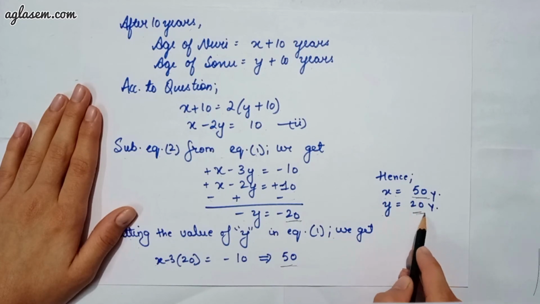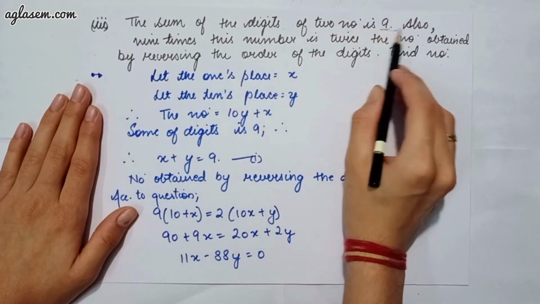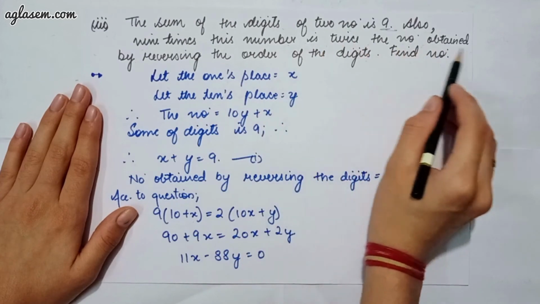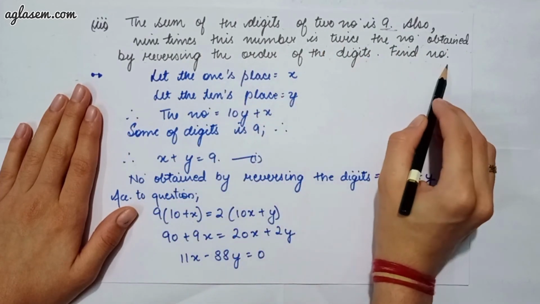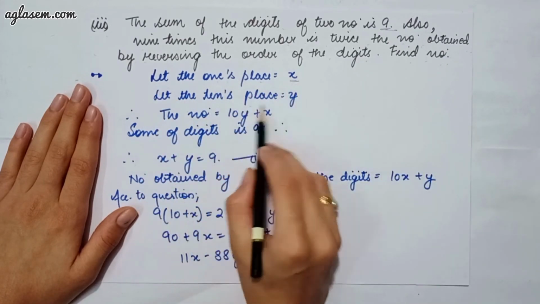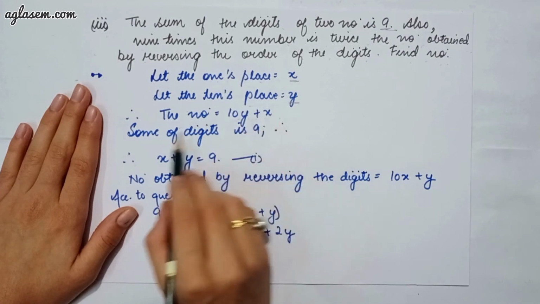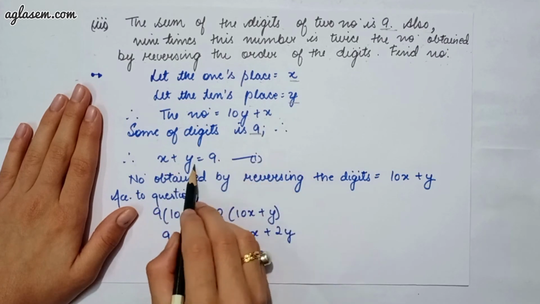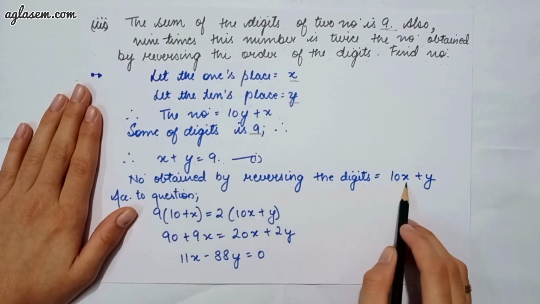is 20 years. Third part says the sum of the digits of a two-digit number is 9. Also, 9 times this number is twice the number obtained by reversing the order of the digits. Find the number. So here we have to let 1's place be X and 10's place be Y. So the number is 10Y plus X. Therefore, the sum of digits is given, that is 9. So our equation will be X plus Y is equal to 9. So the number obtained by reversing the digits is 10X plus Y.